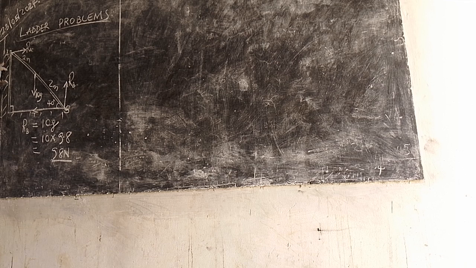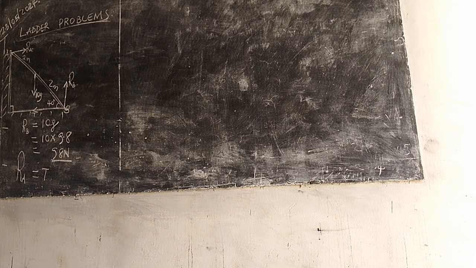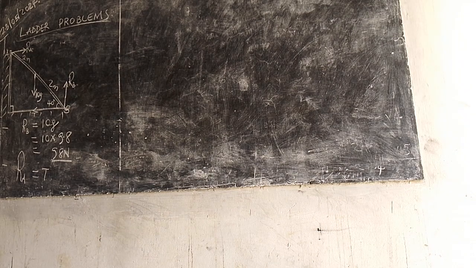Okay. I'm also about to say that RA is equal to T. This is a force in this direction, and this is a force in the other direction. For equilibrium, the sum of the forces in a particular direction must be equal to the sum of the forces in the other direction. Are we okay here? Yes?